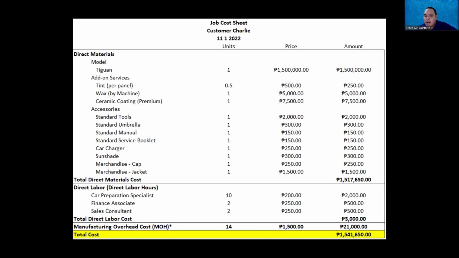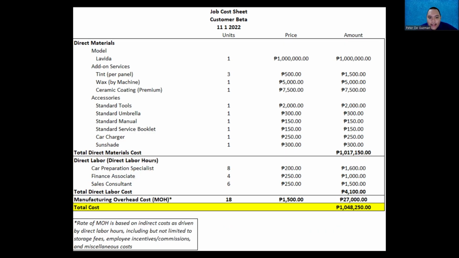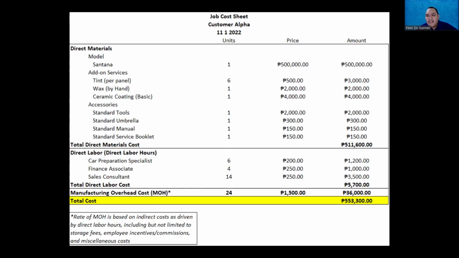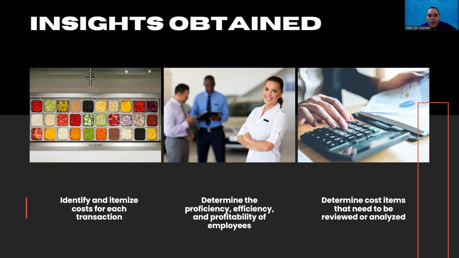But nevertheless, we would like to end on a high note by saying that the job costing method, the direct materials, direct labor, manufacturing overhead, the relative simplicity of creating the job cost sheet, as well as the major insights obtained, as just discussed, really exemplify why such a costing system is really helpful for decision makers. And hopefully I've made some great points and provided valuable insights.